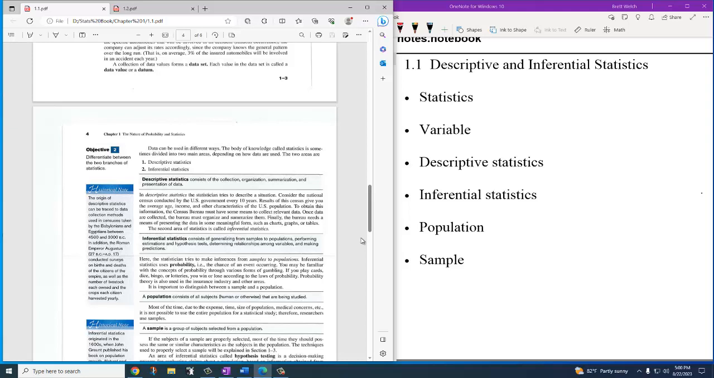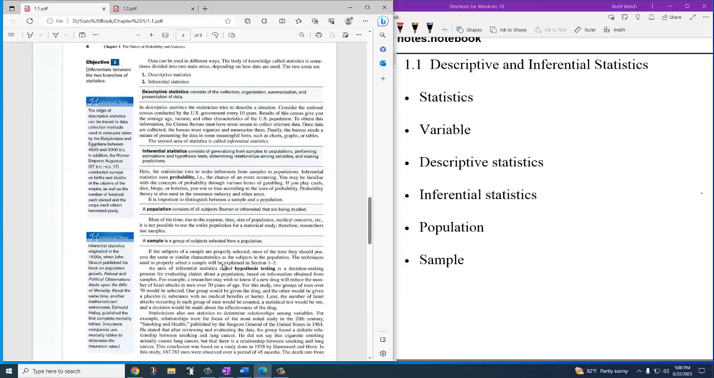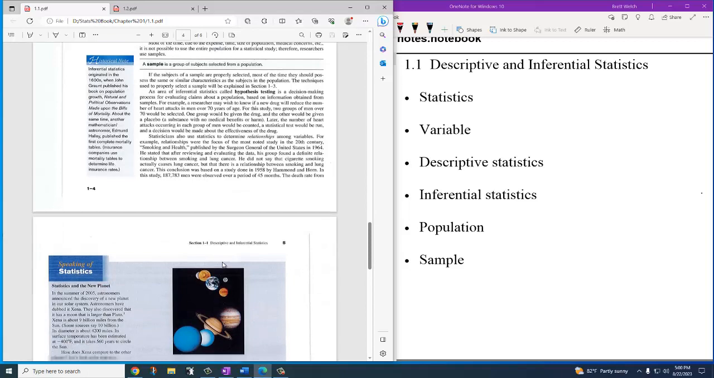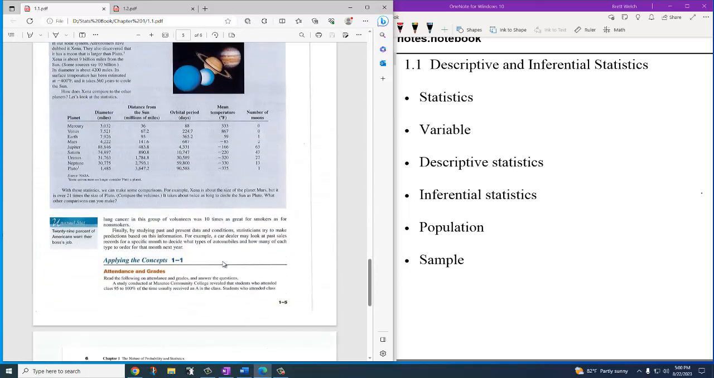So I might take Mr. Welch's 1A stats class out of all of the school classes and say that's the sample I'm going to look at. What I find out in that one sample may or may not be true for the whole population, but it gives me a sense of what's going on, at least a snapshot. And it's much easier to take a sample than it is to measure an entire population.